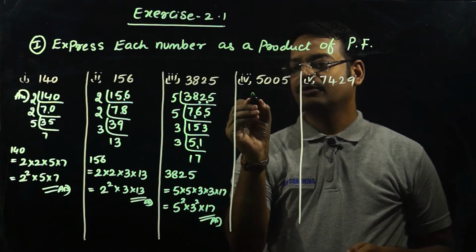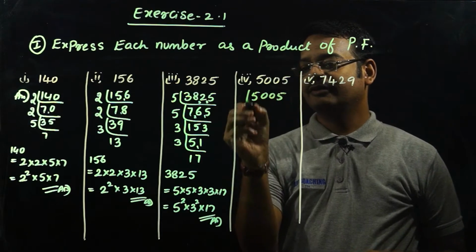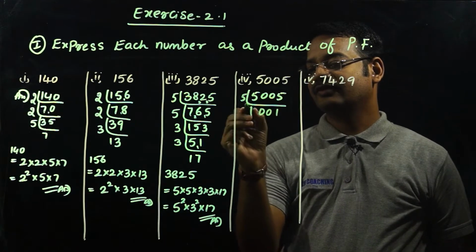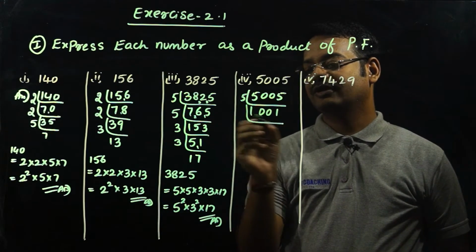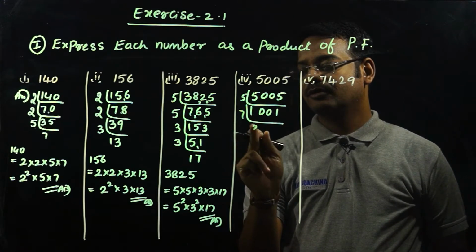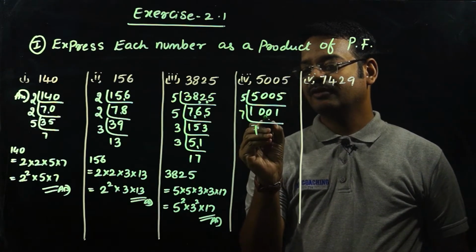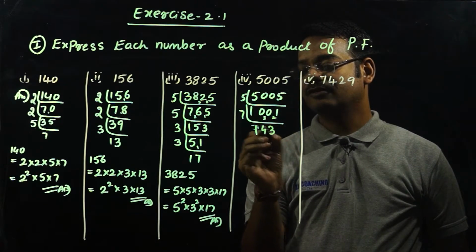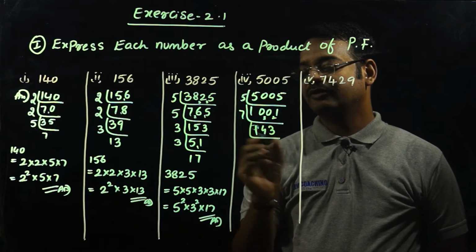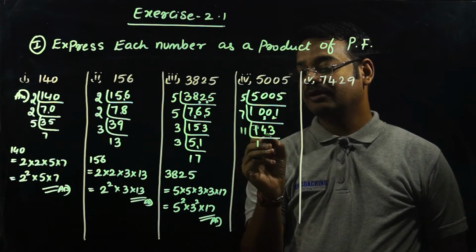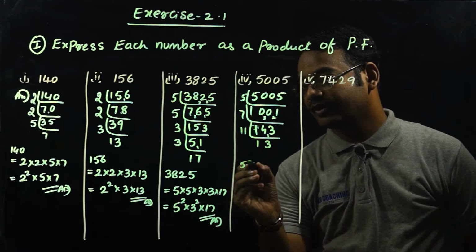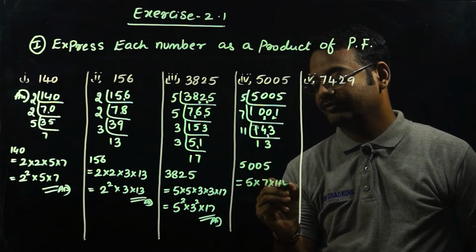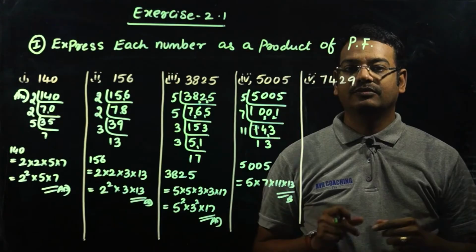5005. The 5005 can be divided by 5 since the last digit is 5. 5 ones are 5, and we get 1001. Next 1001 can be divided by 7. 7 ones are 7, remainder is 3, 7 fours are 28, remainder is 2, so this becomes 21. 7 threes are 21. 143 can be divided by 11. 11 ones are 11, remainder is 3, 11 threes are 33. So 5005 can be written as 5 into 7 into 11 into 13. That's it. The fourth bit.